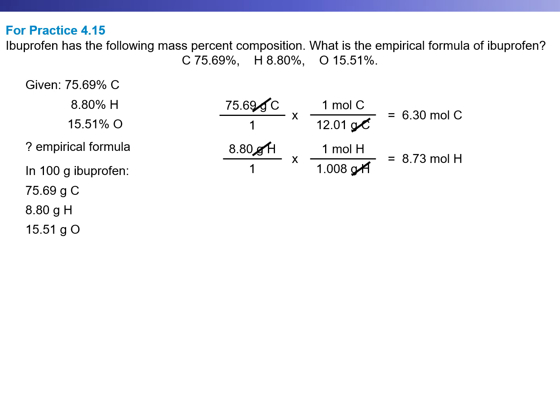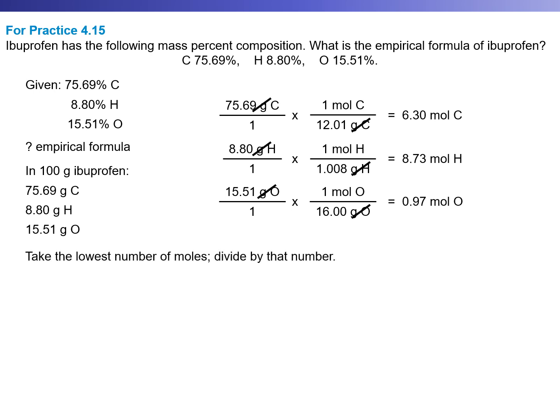Don't worry about these numbers because we're going to manipulate them. We've got some other steps. We're going to clean them up a little bit. And then we're going to do the last thing for oxygen, its molar mass, and we get 0.97 moles of oxygen. All right, now we've found the moles of each one of these, but we have to establish a relationship, right?